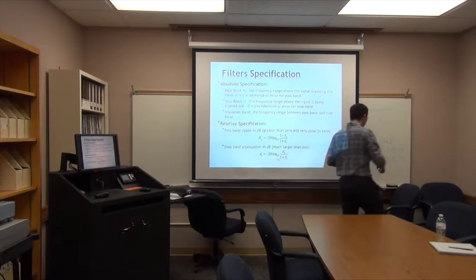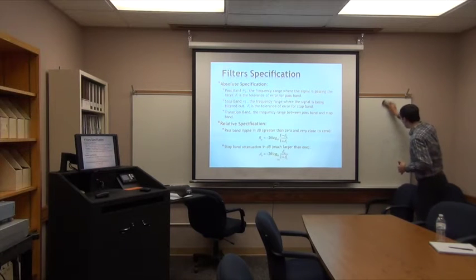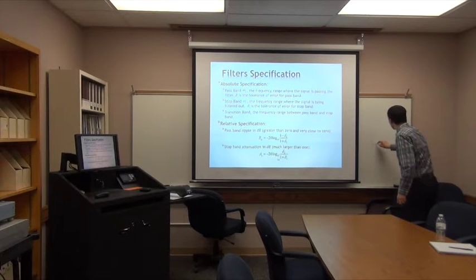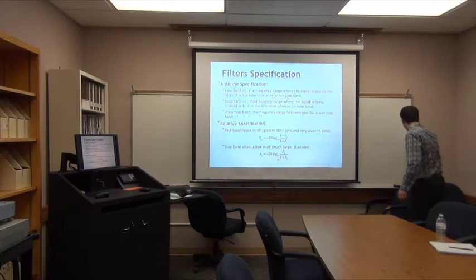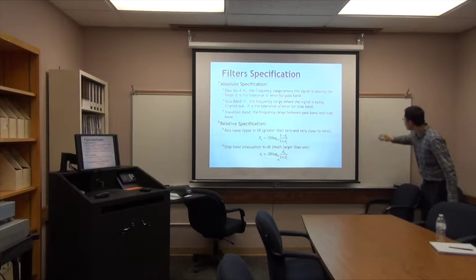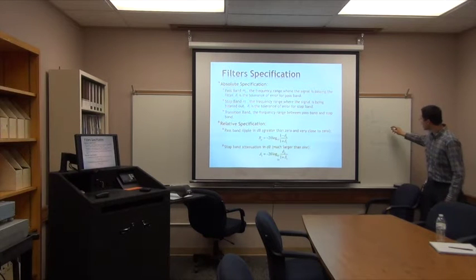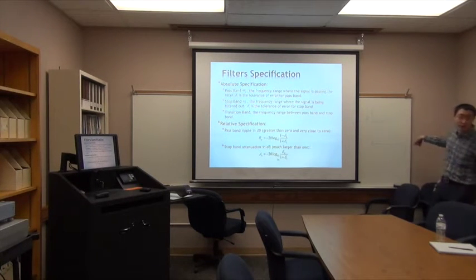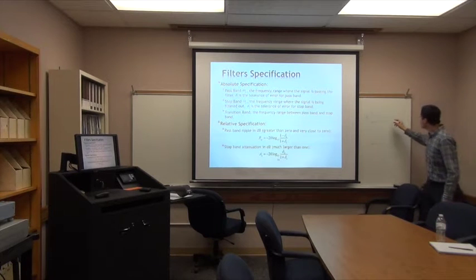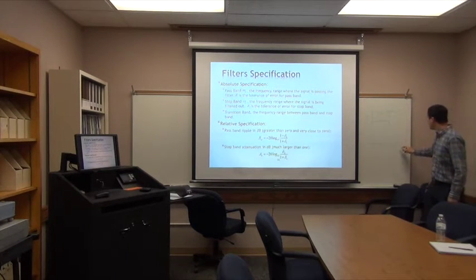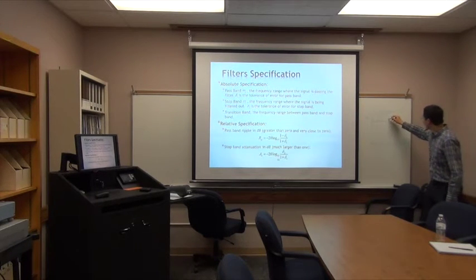How do we specify a filter? For example, we talk about a low pass filter. This is the frequency, and this is our amplitude. A low pass filter will always want lower frequencies to pass through and higher frequencies filtered out, right? So we have the pass band, and the stop band. This is the transition band.